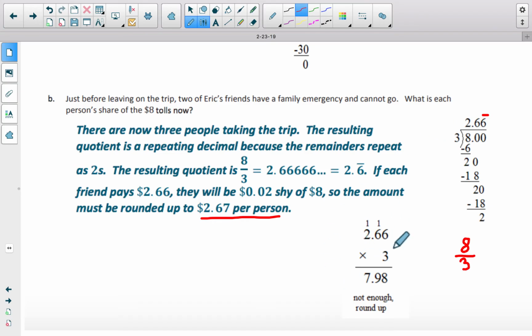Now, what you see here is if I say each friend pays $2.66, I multiply it by 3, you get $7.98. So we're 2 cents short of the $8 that are required. So each person actually needs to pay $2.67. We'll be a little bit over that way, but we definitely don't want to be under when we're paying our tolls, because then we obviously can't go through. So each person would need to bring $2.67, not $2.66. $2.66 would be a little bit too short because this is a repeating decimal, not a terminating decimal.